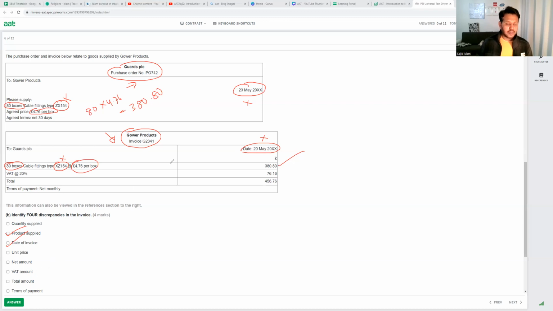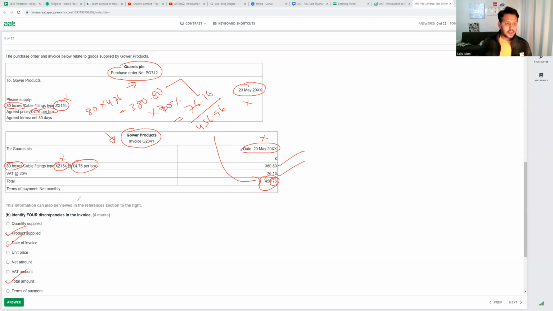VAT amount, so multiply by 20%. Let's have a look. How much is the VAT? Times 20%, the VAT is 76.16. And this is exactly 76.16. We have no problem for that. Total amount, if I add the 380 plus 76, it should be 456.96. But here I can see 456.76. There is a problem with the 76. It's not 76, it should be 96. So this is incorrect. So the total amount is incorrect.